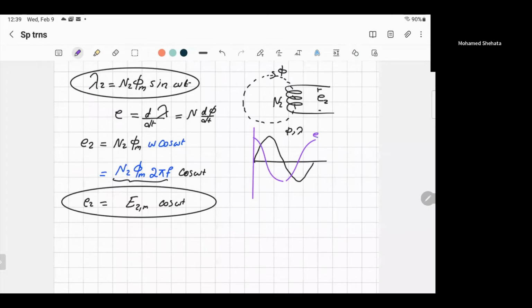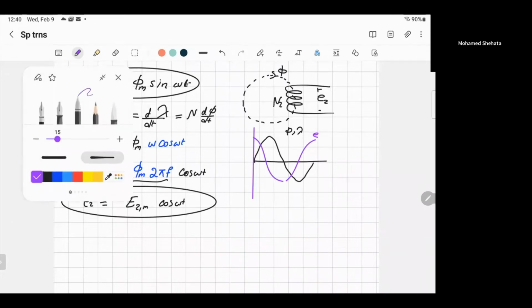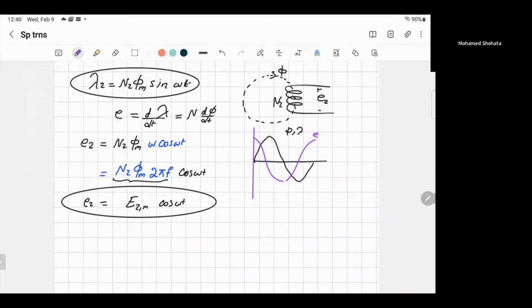E cosine. The maximum value, we're always interested in maximum value or root mean square when we are dealing with sinusoidal voltage or current. Root mean square, right? Effective value. You can call it effective value or RMS. Well, what's the RMS? How we get it? If you have the maximum value, you divide the maximum by square root of 2.